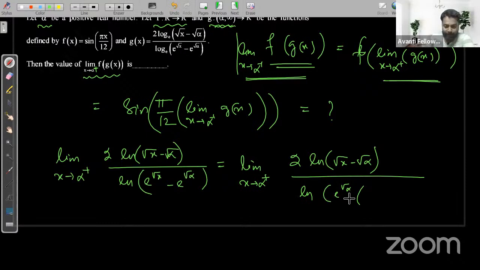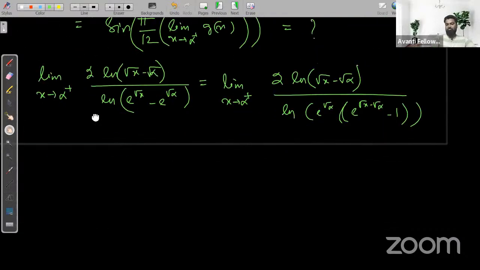Okay, so after taking e to the power root alpha as common, what do you have? e to the power root x minus root alpha, minus 1. Yes or no? These things you have now. So can you use any formula here, guys? Can you use any formula here? Till now, no. Nothing is simplified. Okay, so let's simplify it further.